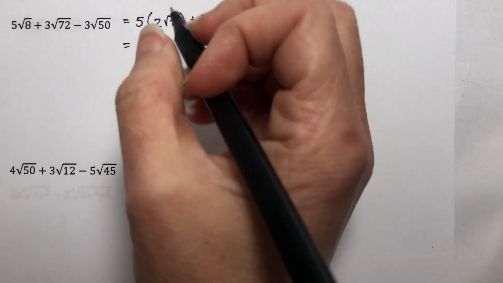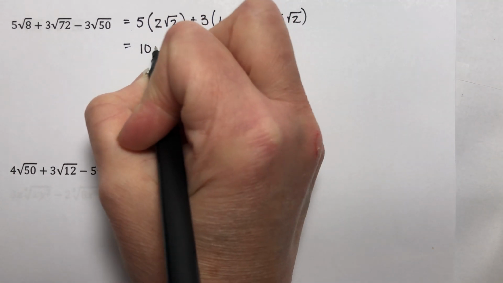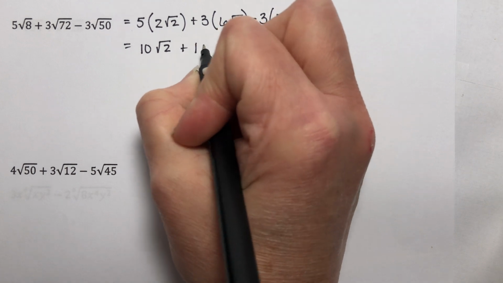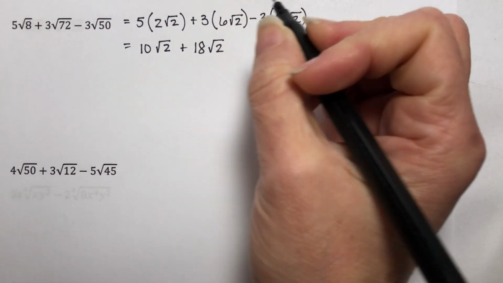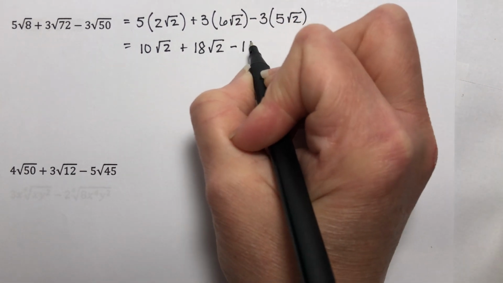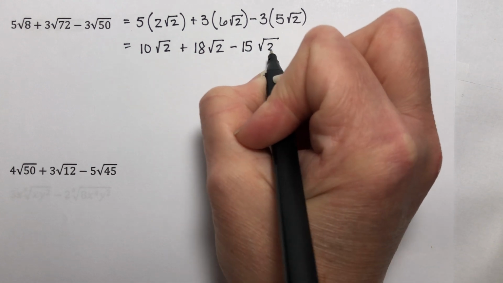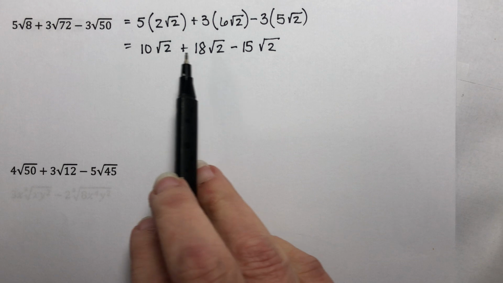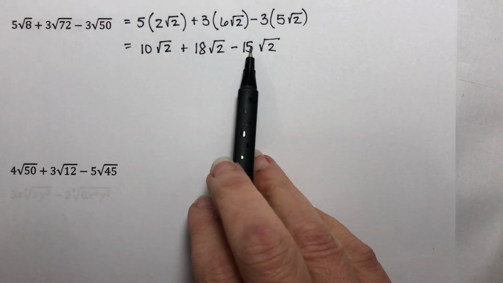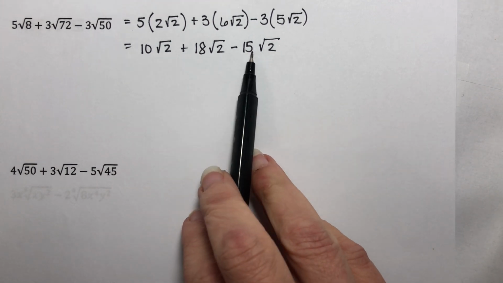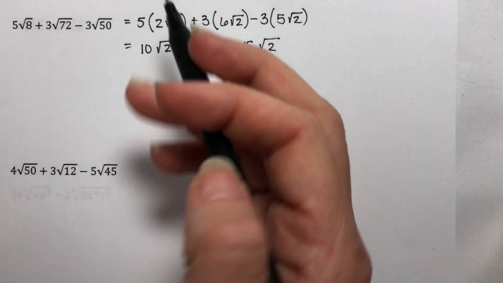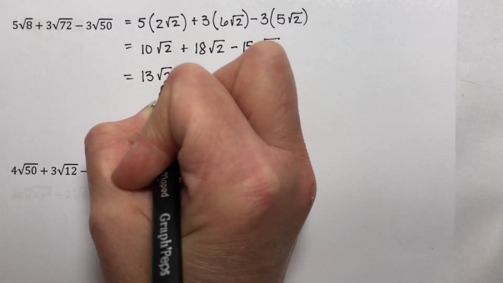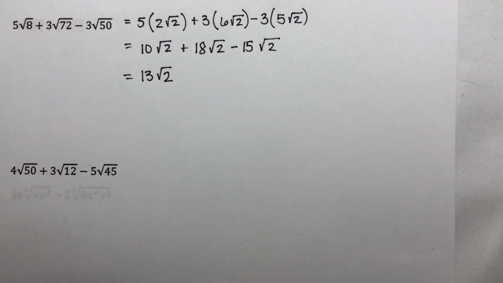So let's multiply here. That's going to give me 10 times the square root of 2 plus 18 times the square root of 2 minus 15 times the square root of 2. So I have a square root of 2 in all of them, and that means I'm going to be able to combine these. 18 minus 15 is 3. 3 plus 10 is 13. So this is 13 times the square root of 2, and that should be your answer.